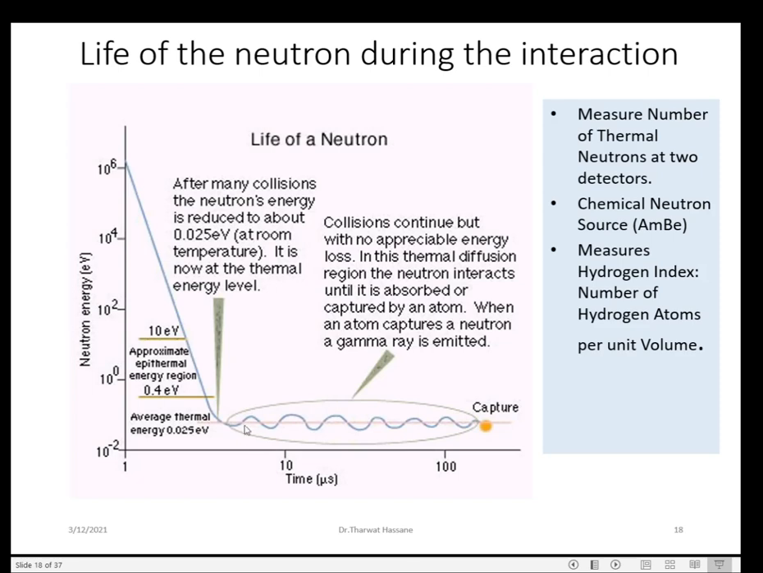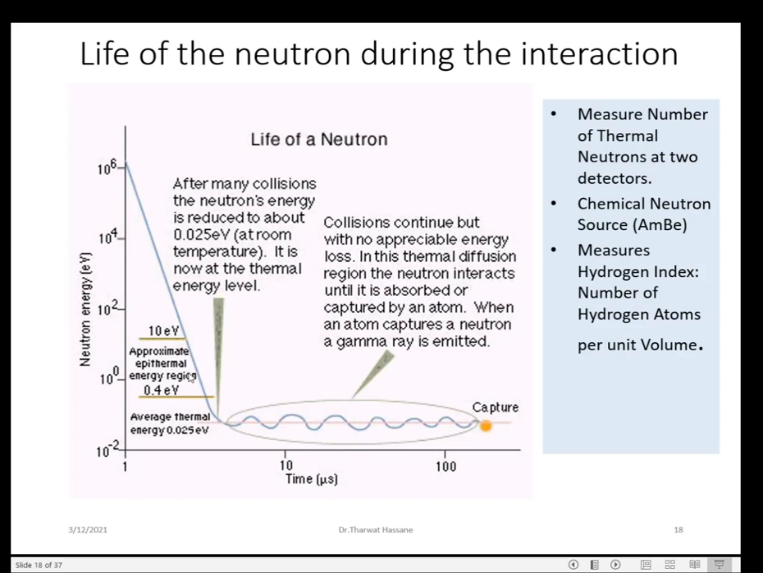In the captures, there is another tool to do that. Here at the thermal level there is some tool to do that, and here at approximately the epithermal level there is some other tool. In our process, thermal tools will count the neutrons at this level, in this case 0.025 eV. And this is actually the CNT tool.